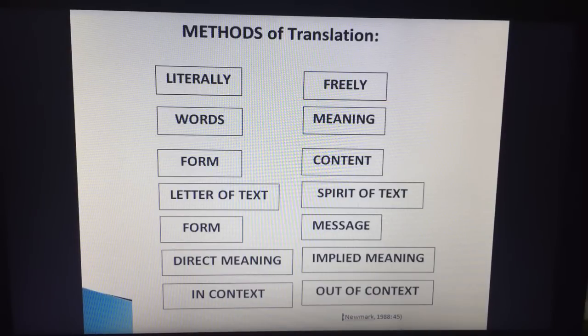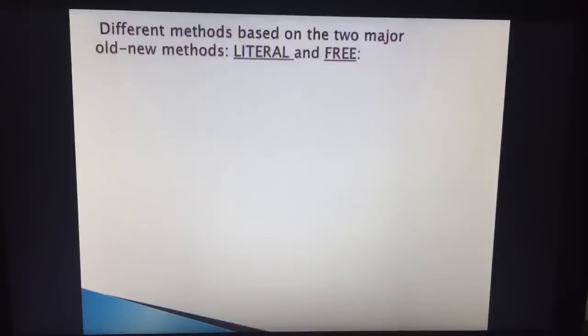Letter of the text you focus on, or the spirit of the text you focus on, as in letter of the law and spirit of the law. Form as opposed to message. Direct meaning as opposed to implied meaning. In context, you choose the words, instead of out of context, when you're translating, because some students choose words that are in the dictionary, cut and paste them, without looking at the context in which they are mentioned in the actual sentence.